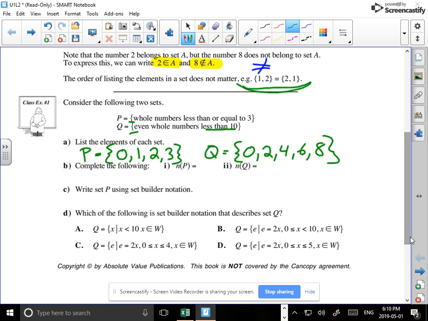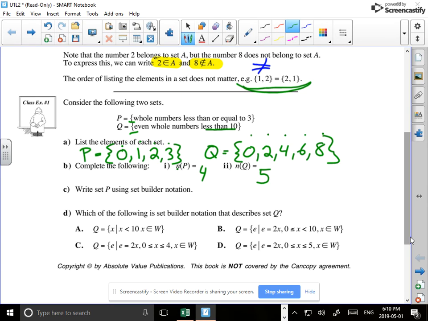The number of elements in P is going to be 4. The number of elements in Q is going to be 5. That means 1, 2, 3, 4, 5. And 1, 2, 3, 4.